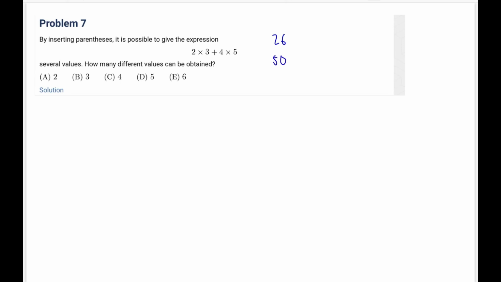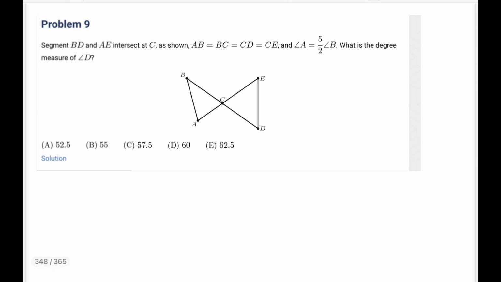And then if we put something like this, then 10 times 7, so it will be 70. And if we put it like this, then it will be 23 times 2, so it would be 46. So there are 4 different values. The answer is C. Number 8.